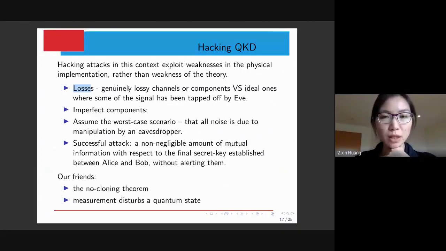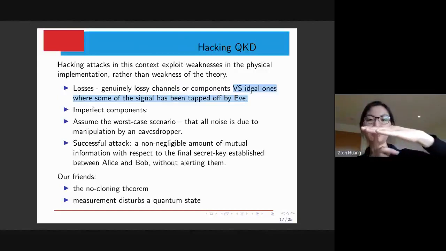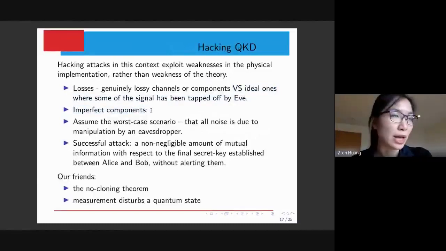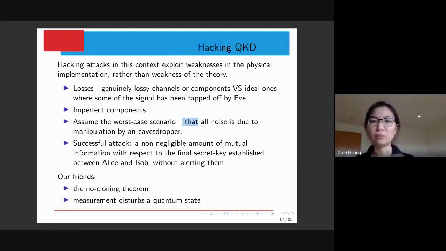So you have genuine lossy channels or components versus ideal ones where some of the signals have been tapped off by Eve. It is not possible to distinguish channels which are genuinely lossy from a channel where you might imagine Eve has strategically tapped off some of your signals and taken them for herself. Okay, so you have imperfect components which might introduce errors in your final key. In both of these cases, we need to assume the worst-case scenario, that all the noise in the system is due to manipulation by Eve. So any errors that you see in your final key, we have to assume that they are due to the eavesdropper.